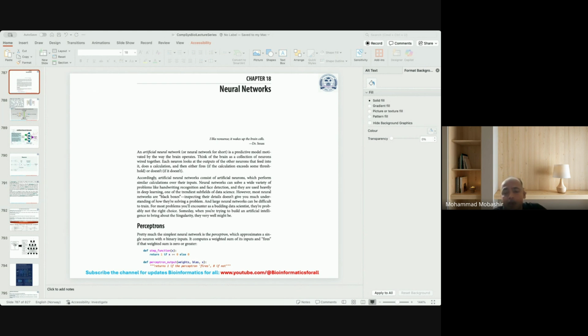Now, I will be discussing in the next class the different types of artificial neural networks and neural network architecture subtypes. So this will be our next talk.